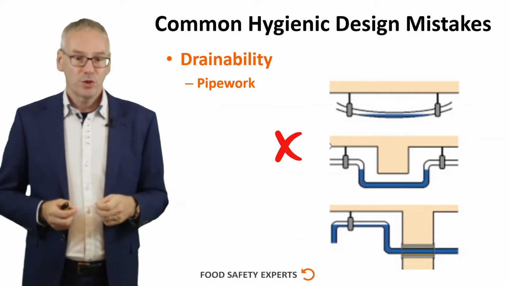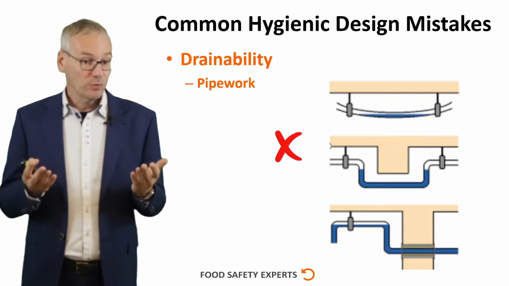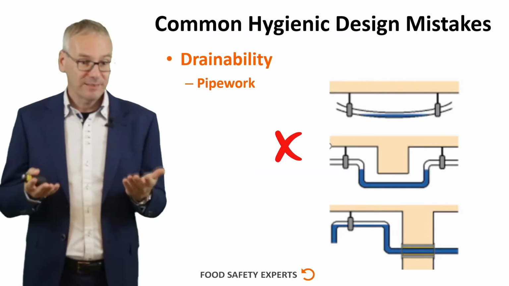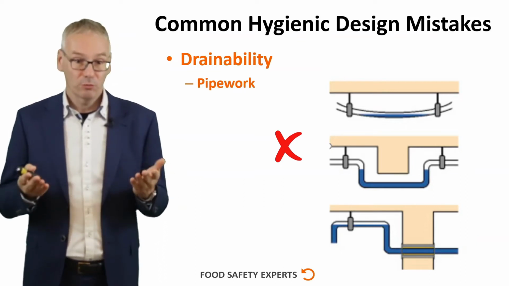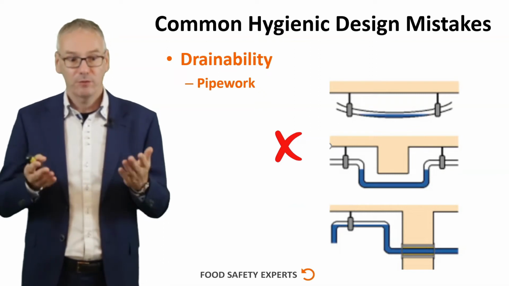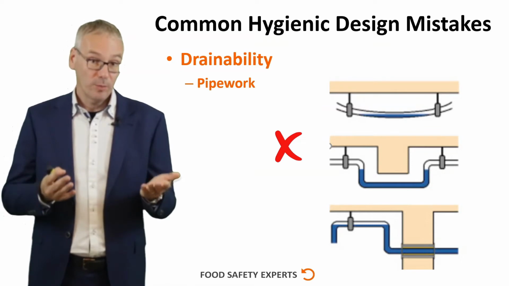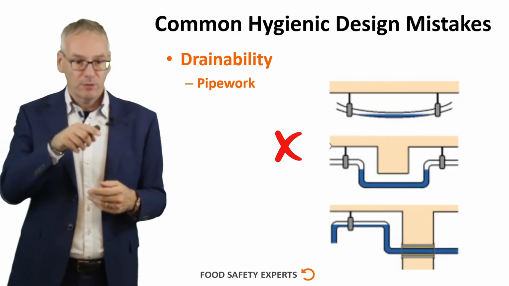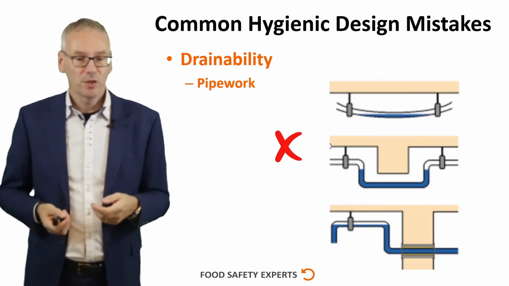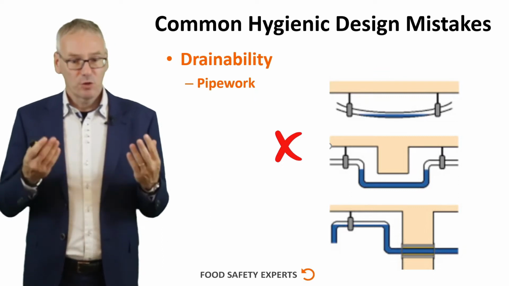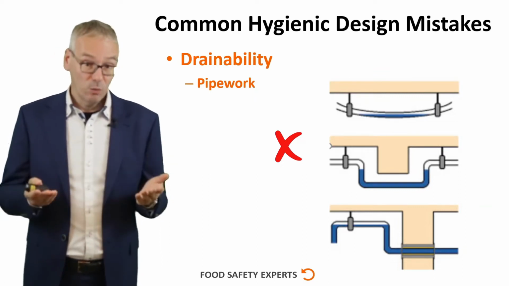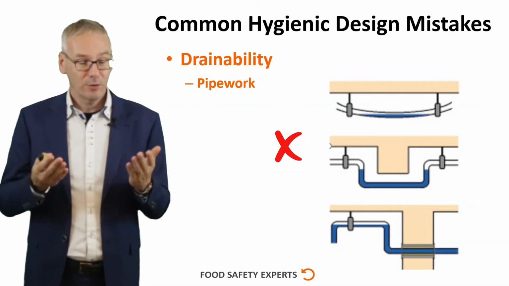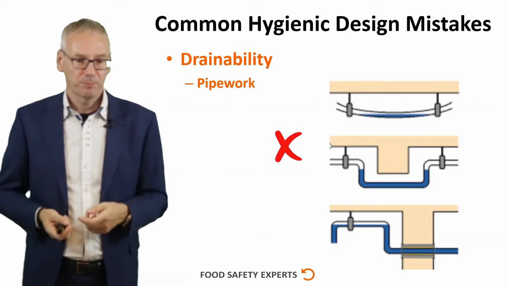At the top, you see a pipe which is bending. And because of this, there will always be standing water at the belly of the bend. And if this is not drained, over time it will result in the creation of a biofilm, and you will get spoilage, or even worse, a contamination with pathogens. In the middle picture, you see a pipe which is bent to go around a ceiling support, for example. But again, if it's not drained, you are creating standing water, potentially with product or just with water after cleaning, and it will lead to the formation of a biofilm.